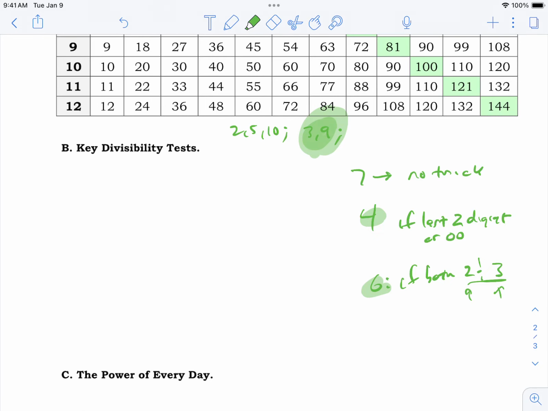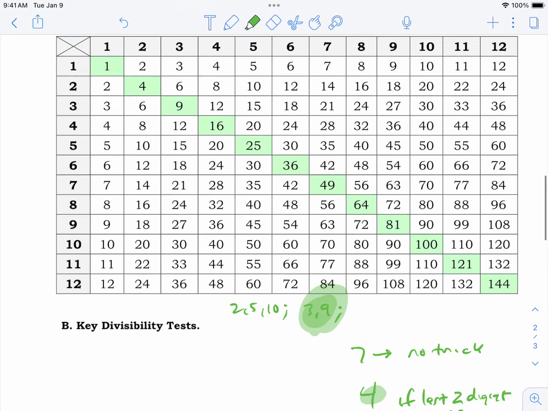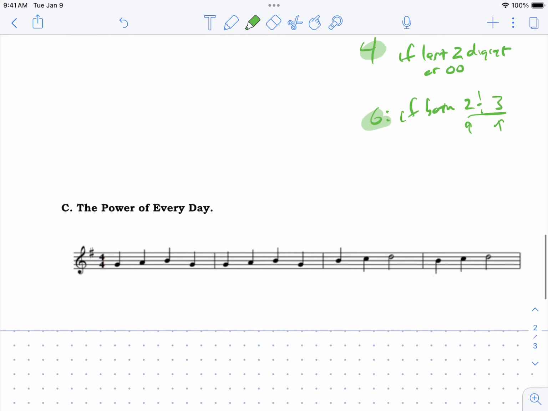So it helps to know some divisibility tests. If you want to get good at this thing, it helps to know your times tables. It really helps to have your times tables just nailed. And then what's this say? What are we talking about down here? Well, I just want to throw in a quick sort of a motivator.